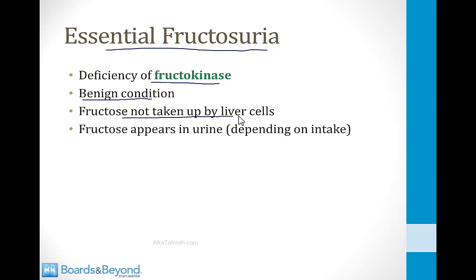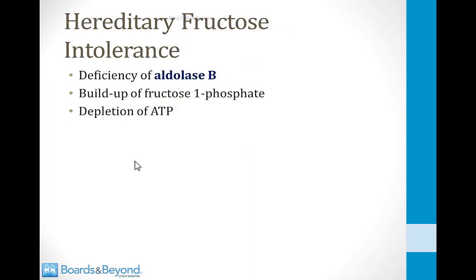This is a benign condition. Fructose will not be taken up by the liver cells, as I said before, and the only abnormality is that fructose will appear in the urine depending on how much you take in, and that's why it's called essential fructosuria. A more serious disorder is hereditary fructose intolerance. This is a deficiency of the second enzyme of fructose metabolism, aldolase B.